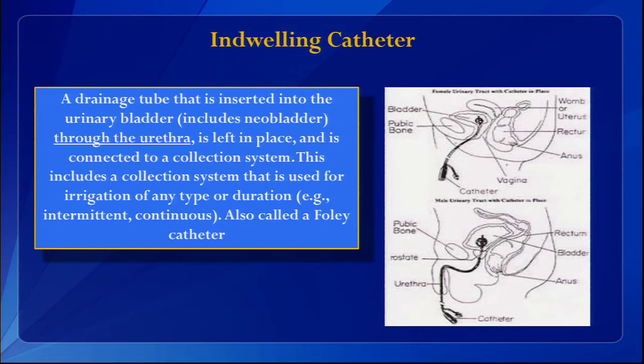Just want to review what we consider at NHSN the definition of an indwelling catheter, and that is a drainage tube that is inserted into the urinary bladder, and this does include neobladder if you have residents with such. Inserted through the urethra, it is left in place and is connected to a collection system. This collection system may be one which is taken apart and used for irrigation. Those are still counted, okay?